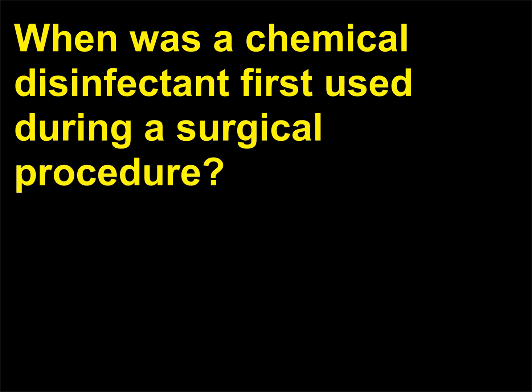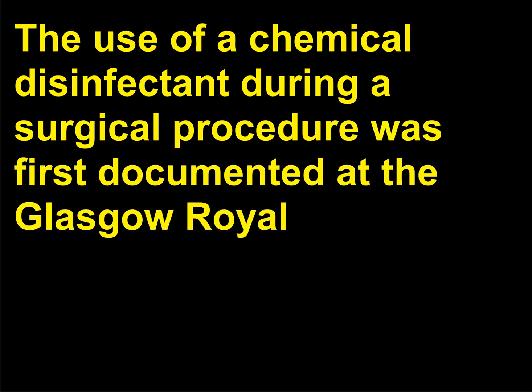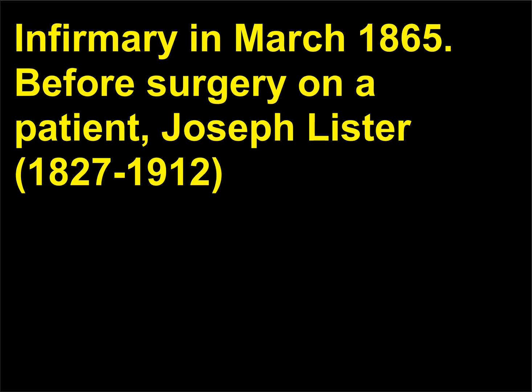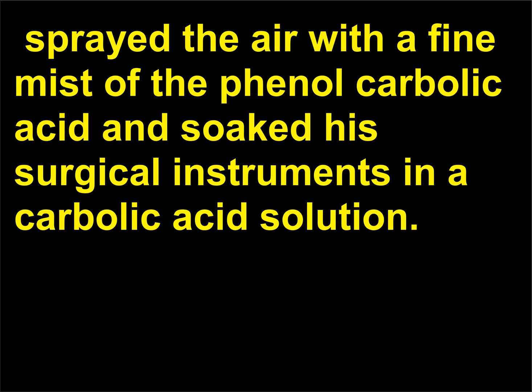When was a chemical disinfectant first used during a surgical procedure? The use of a chemical disinfectant during a surgical procedure was first documented at the Glasgow Royal Infirmary in March 1865. Before surgery on a patient, Joseph Lister, 1827 to 1912, sprayed the air with a fine mist of the phenol carbolic acid and soaked his surgical instruments in a carbolic acid solution.